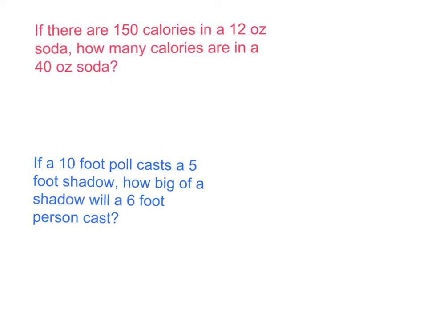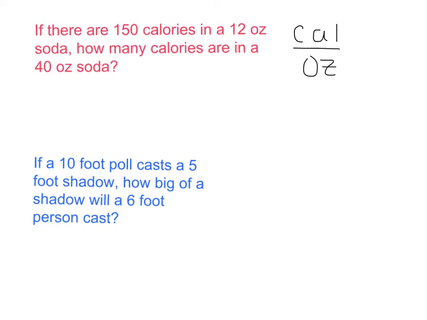Alright, to start us off, we're going to actually work with some proportions here. So we're going to look at these couple word problems and we're going to make a proportion out of them. If there are 150 calories in a 12-ounce soda, how many calories are in a 40-ounce soda? We can solve this by setting up a proportion. We want to set up our proportion as either ounces over calories or calories over ounces. It doesn't matter. Since calories are listed first in the problem, we're going to list calories over ounces.